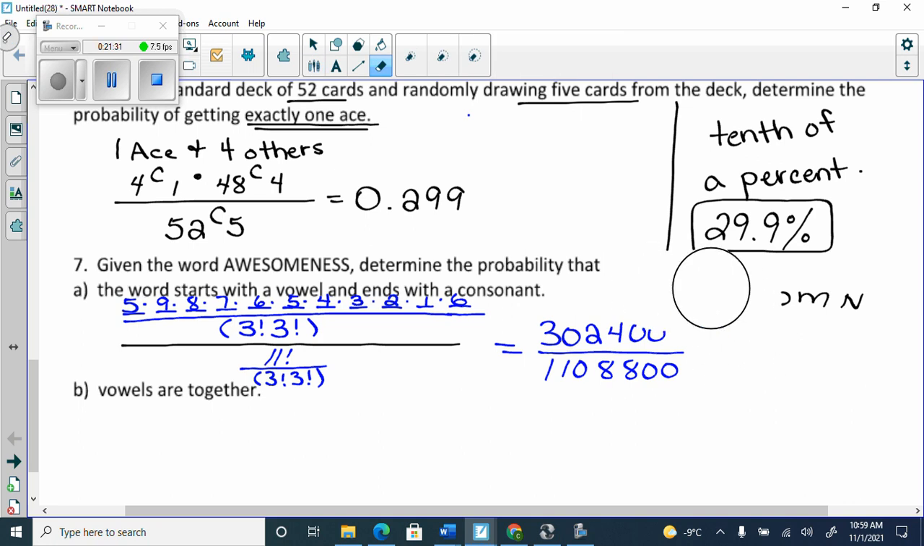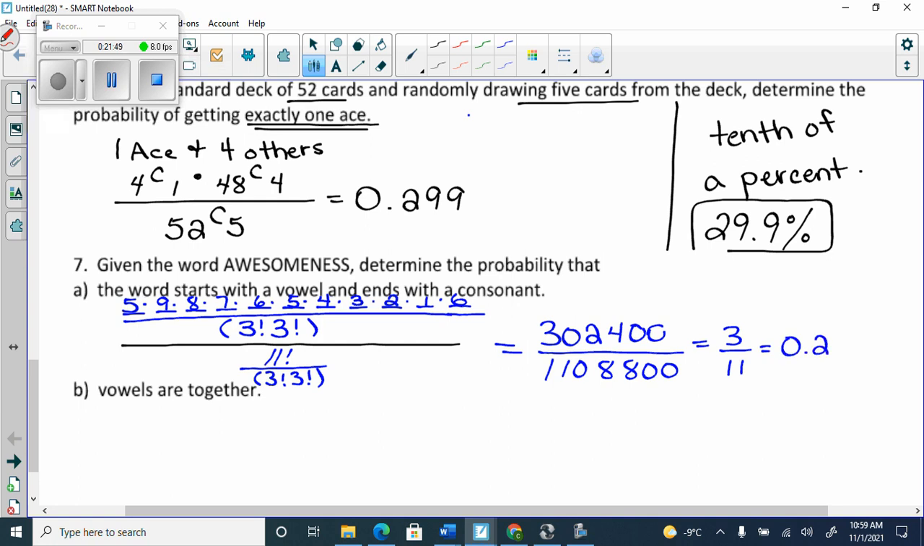And I'm going to divide them. So I'm going to go 302,400 divided by that. That reduces to 3 over 11, which might be what they asked for. Or it reduces to 0.27. Or if I ask for a tenth of a percent, I'm going to take my decimal and times it by 100. And so I'm going to get 27.3%. Because it would be 27.27, right? Which is 27.3.